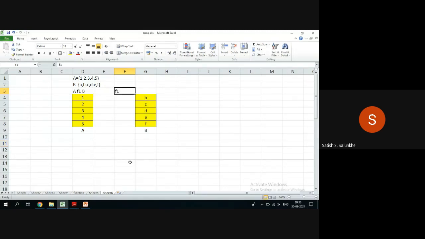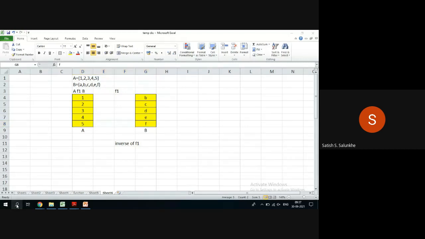And what is the inverse function? The inverse function of F1 exists only where F1 is a bijective function, that is, a one-to-one and onto function. So what is the inverse function F inverse of F1? B is mapped to 1, C is mapped to 2, D is mapped to 3, E is mapped to 4, F is mapped to 5. Okay, so this is the inverse function F.